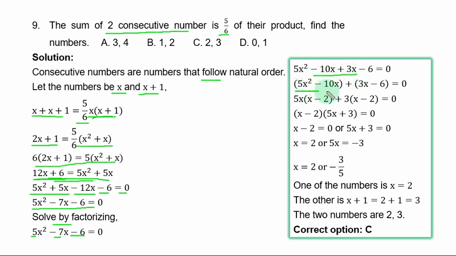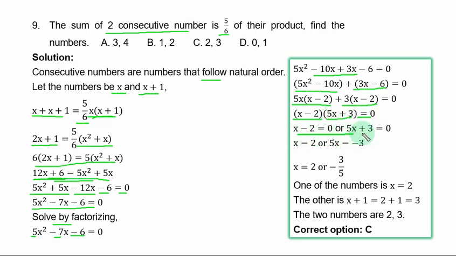The first 2 terms form the first group, the last 2 terms the second group. From the first group, 5s is common. If you factor it out, you have this result. From the second group, 2 is common. You factor it out, you have this result. Clearly, s minus 2 is common. If you take it out, you have 5s plus 3 combined to form the other bracket equal to 0.